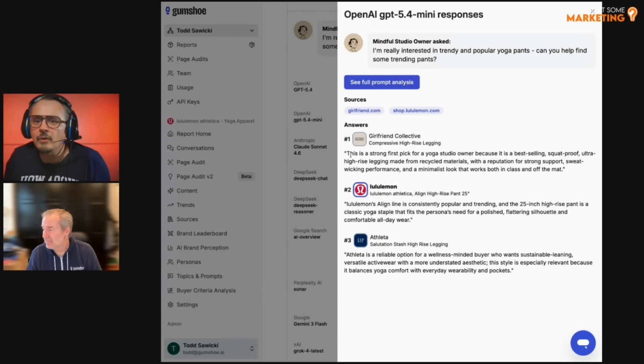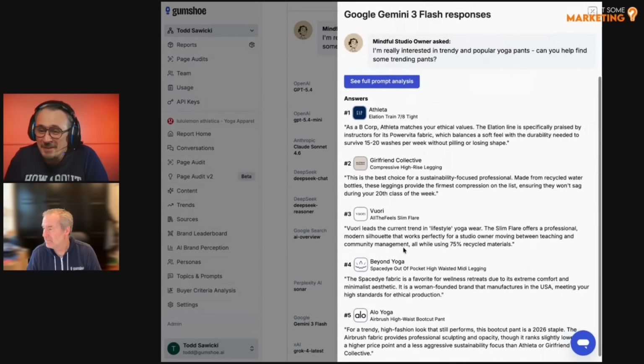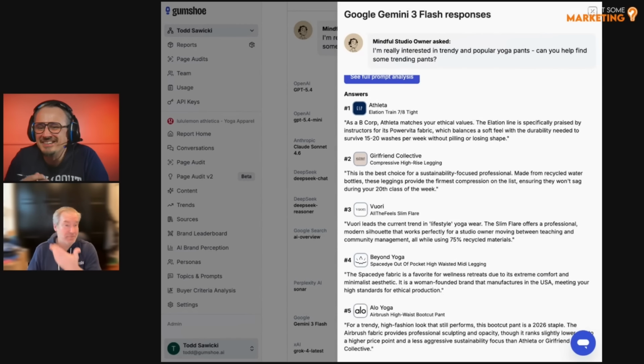Amazing. Excellent. Yeah, I'm amazed. And Gumshoe is a very complex tool. I would say it could look a little bit intimidating, those matrices. It's a lot of information there, but it's cool as you dive in, right?